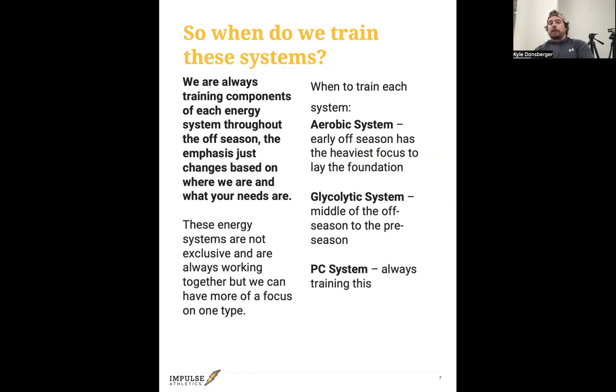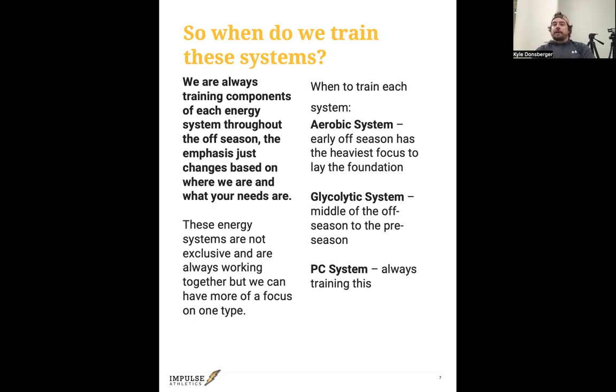So when we're looking at when to train each system, the aerobic system, we're dealing with the early off season. That's laying the foundation. So you want to take the time at the start of the off season to build up that aerobic capacity, because that's going to be what sets you up for the rest of the off season. So at the start of the off season, I always have my athletes doing 15, 20-minute comfy bike rides, go for a run, that sort of stuff. We need to build the engine before we can fine tune it.